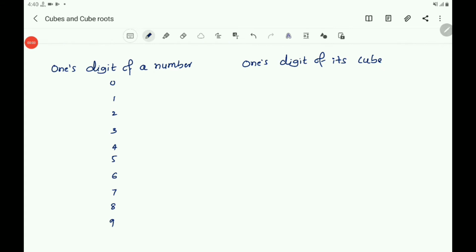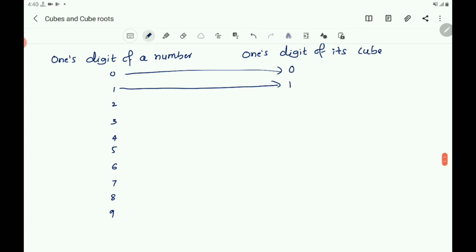Now let us discuss the ones digit of a number and the ones digit of its cube number. If a number has 0 in its unit place, its cube has 0 in the unit place. Here for 0, the unit place is 0. If a number has 1 in the unit place, its cube also has 1 in the unit place.